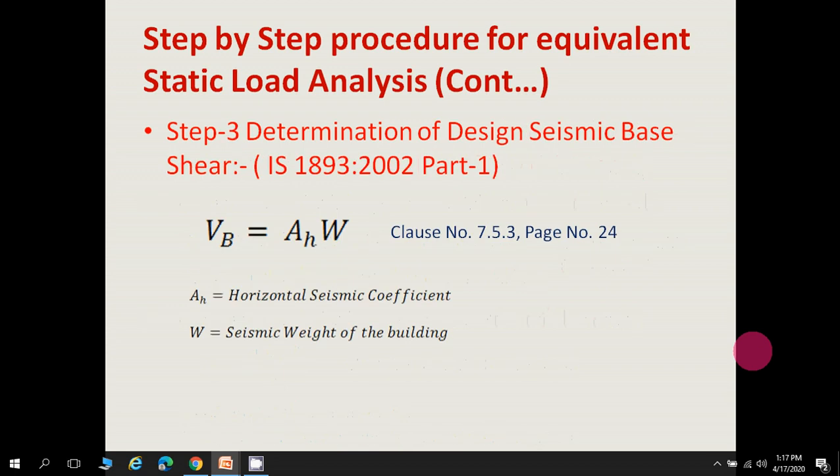In step number 3, we will determine the design seismic base shear, which is given by Vb equal to Ah into W, where Ah is the horizontal seismic coefficient that will be determined from step number 1, and W will be the total seismic weight of the building. The total seismic weight of the building is the summation of the dead load or self weight of the building plus the imposed load or live load that the building is subjected to. This design seismic base shear is given on page number 24 at clause 7.5.3.